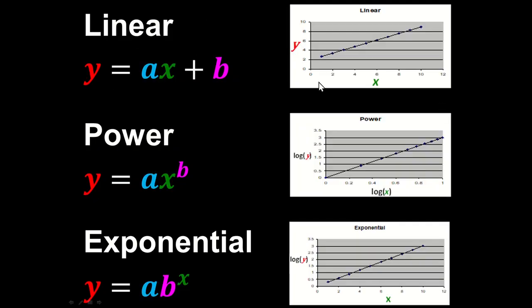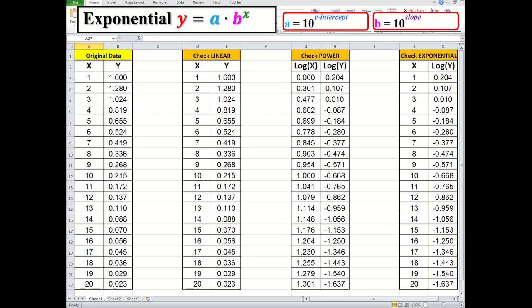So let me just remind you here that if it's linear, x versus y will give us a straight line. If it's power, the log of x versus the log of y would give us a straight line. If it's exponential, just the value of x against the log of the y's would give us a straight line and would tell us that it's exponential. So here's what we're going to do. We have this data here. We don't know the relationship between those numbers, but we want to see if it's linear, power, or exponential.